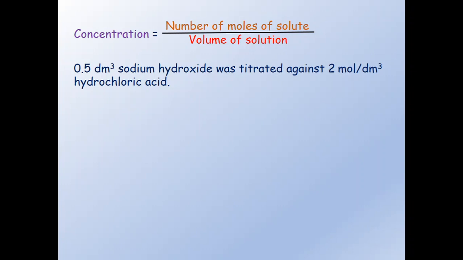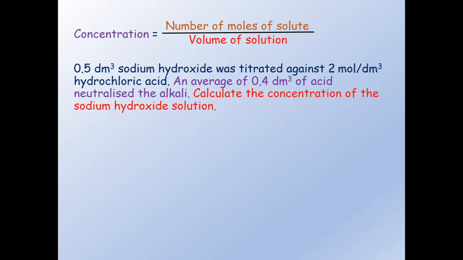0.5 dm³ sodium hydroxide was titrated against 2 mol/dm³ hydrochloric acid. An average of 0.4 dm³ of acid neutralized the alkali. Calculate the concentration of the sodium hydroxide solution.